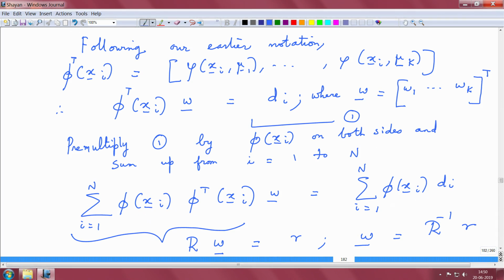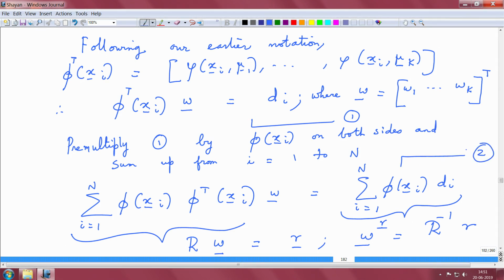Now this summation is only over phi and not over W. So let me indicate this summation, i equals 1 to n of phi of xi times phi transpose of xi, as this matrix R, capital R. So this matrix capital R times this weight vector W equals this vector small r, which is given by this quantity on the right hand side of this equation. So this is the small r vector.